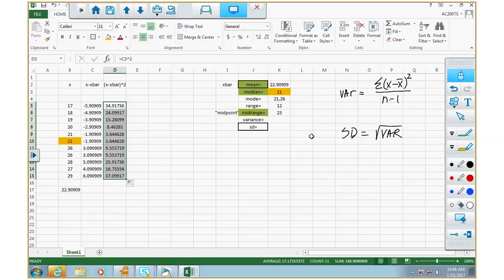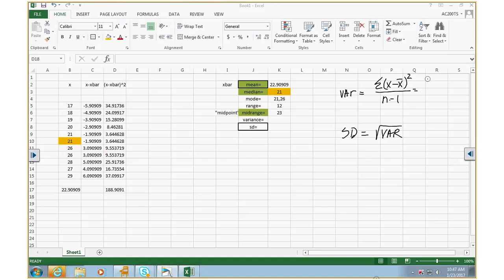Now, what's this big E mean right here? Sum. You're going to add it up. You're going to add those numbers up. So you go here, hit the summation, and add those numbers up. And that is your numerator of this number right here. So I'm going to put equals 188.